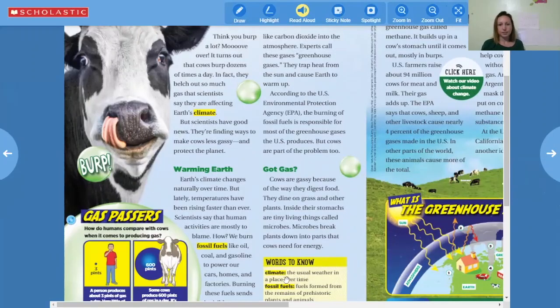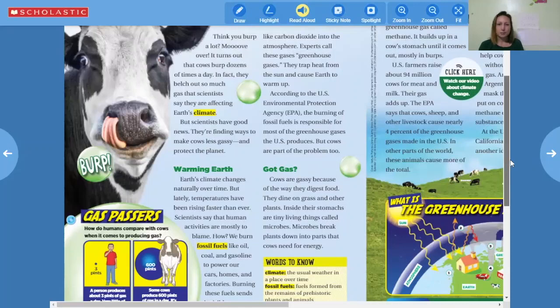And if we look down here in our words to know, climate is the usual weather in a place over time. So cows are changing the weather. But scientists have good news. They're finding ways to make cows less gassy and protect the planet. So already we can kind of tell this is written to inform. The author is giving us information.